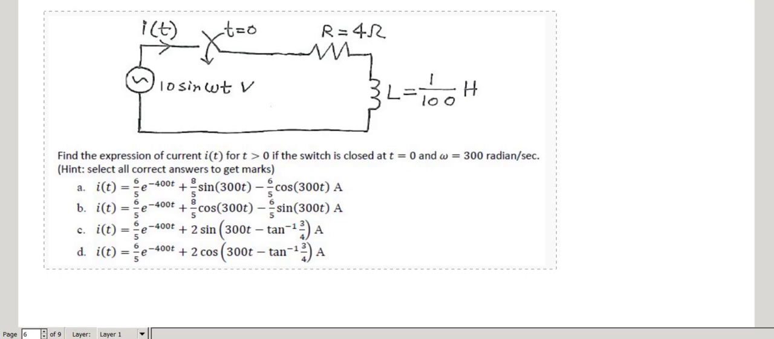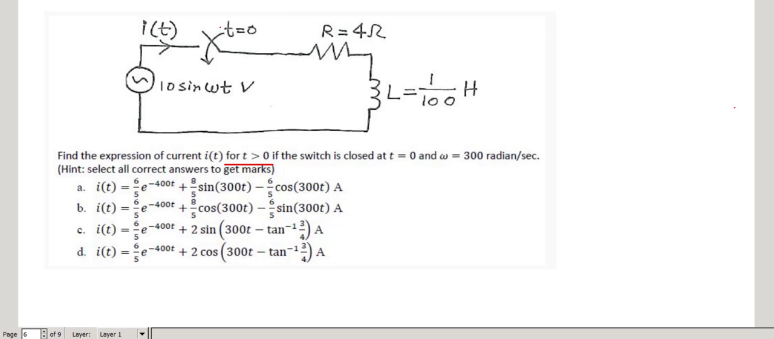Let's see the question from network theory. The topic is transient. In this question, he asked for the expression for current i(t) for t greater than 0. Carefully observe, he asked for the current expression i(t) for t greater than 0. For t greater than 0, is the switch opened or closed?